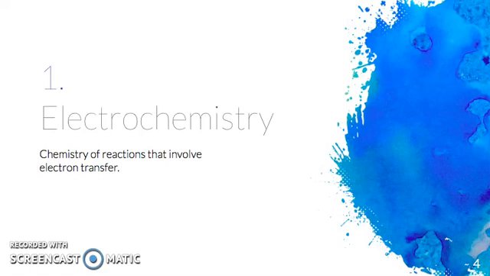Alright, one of the first things that we're going to look at is electrochemistry. So electrochemistry is still what we did last year, so it's the movement of electrons from one place to another. So there's two things that we need to think about here. So we've got the electro part and we have the chemistry part.